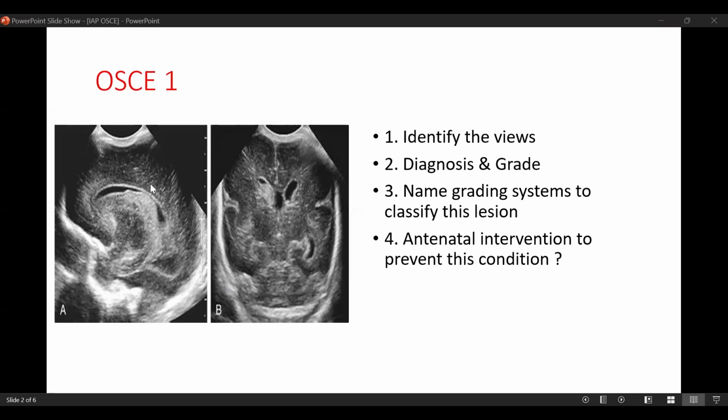So it is a cranial ultrasound showing the parasagittal view and coronal views showing grade 2 IVH, and the two grading systems that we commonly use are Papile and Volpe, and antenatal steroids is the intervention to prevent this condition in preterm infants. So coming to the next one.